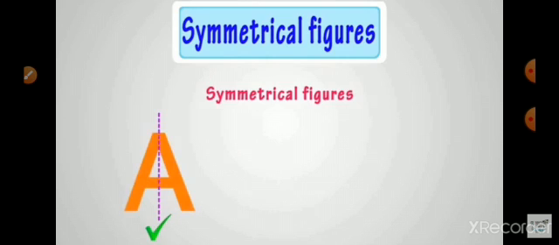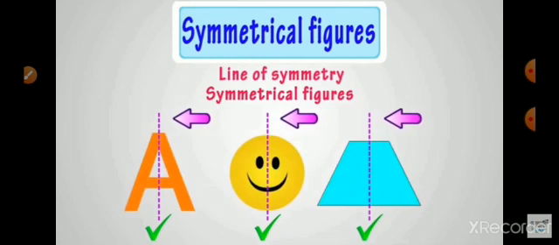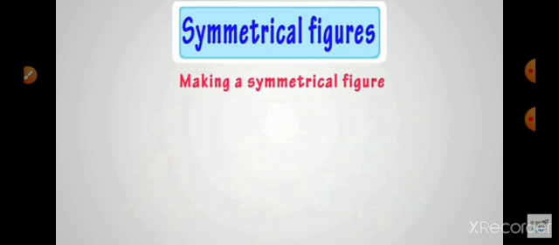More shapes. Letter A is a perfect example of a symmetrical figure. This smiley, this trapezium, when we cut it through this purple line, these shapes are symmetrical, and that purple line is called the line of symmetry.